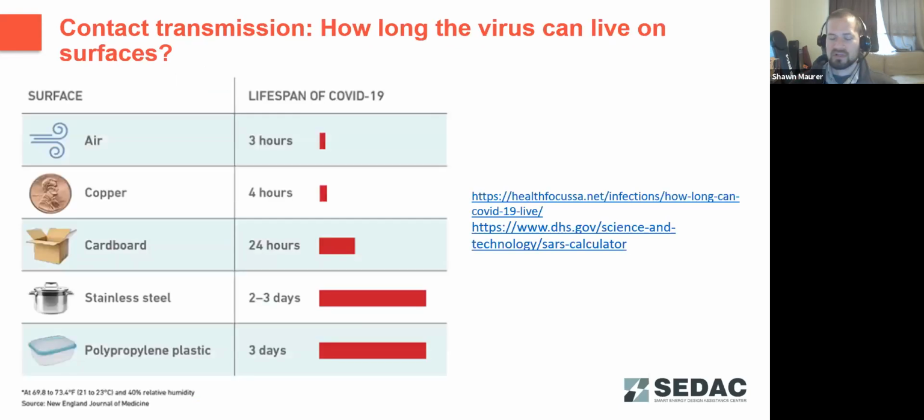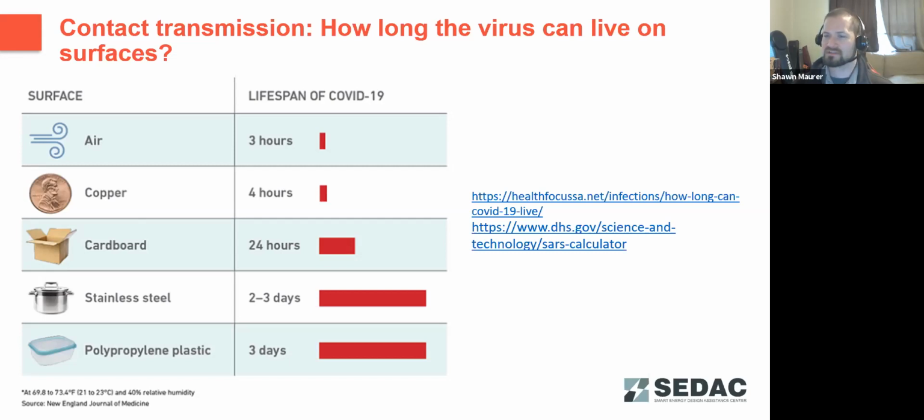We also know a little bit about how long the virus can live on surfaces. So we covered air. Virus in the air can last up to 3 hours, maybe longer, but most studies are indicating somewhere in that 3-hour range in air. But a lot of surfaces in our classrooms are stainless steel and plastic surfaces. The virus can live on those surfaces for multiple days.